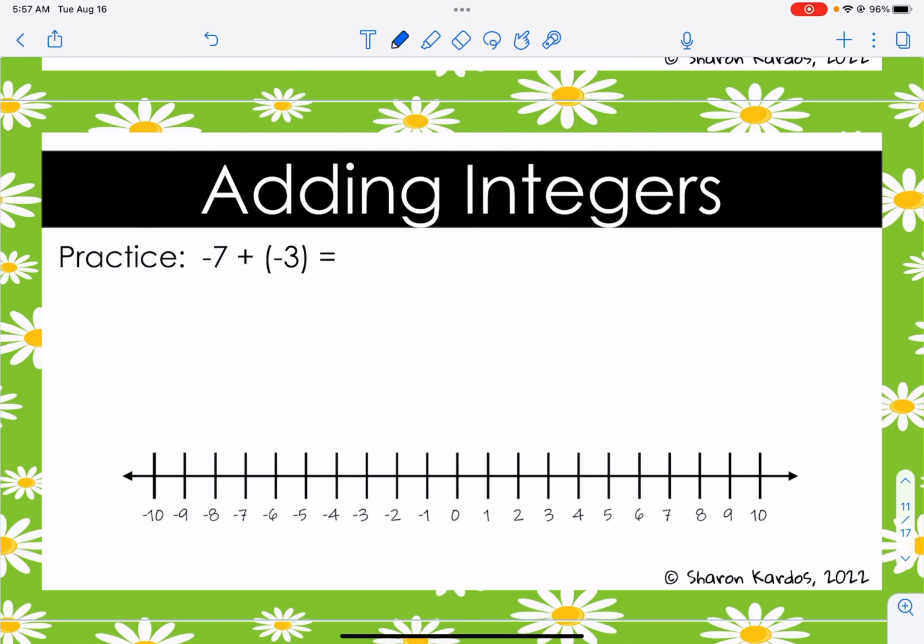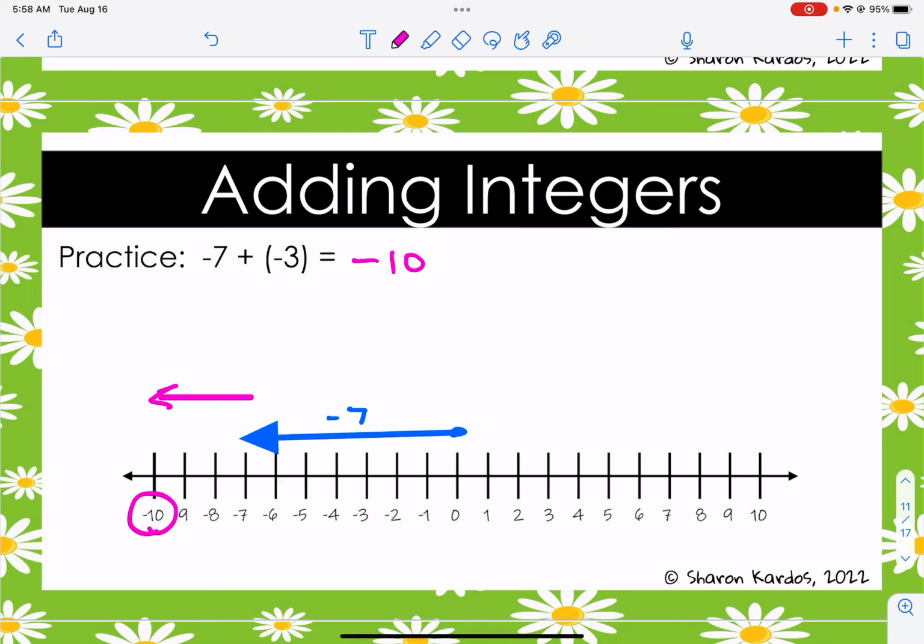So the first number says negative 7. I'm going to start at 0, and I'm going to go backwards 7. And then the next number says negative 3, so I'm going to go backwards 3 more. And where do I wind up? I wind up at negative 10. If I hop backwards 7 and then I hop backwards 3 more, I wind up at negative 10.